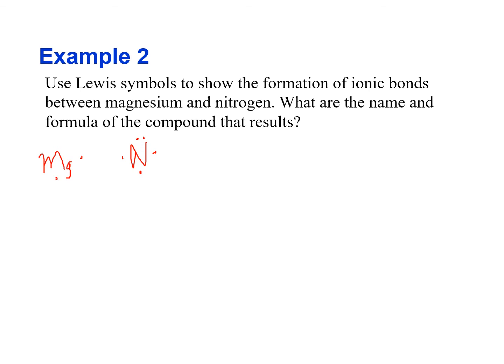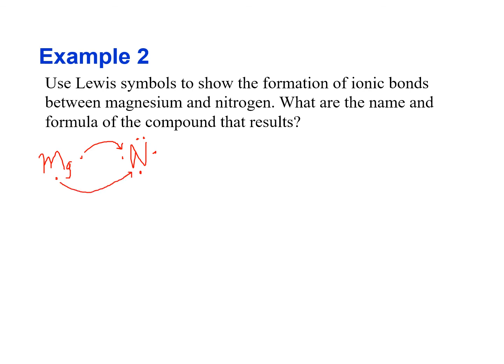And now what we want to do is to show the ionic bonding. Again, the way the electrons are transferred is that they always go from metal to non-metal. So in this case, magnesium is going to give its electrons to nitrogen, and I can just draw arrows showing that idea. Magnesium is going to give one of its electrons, and then another one.